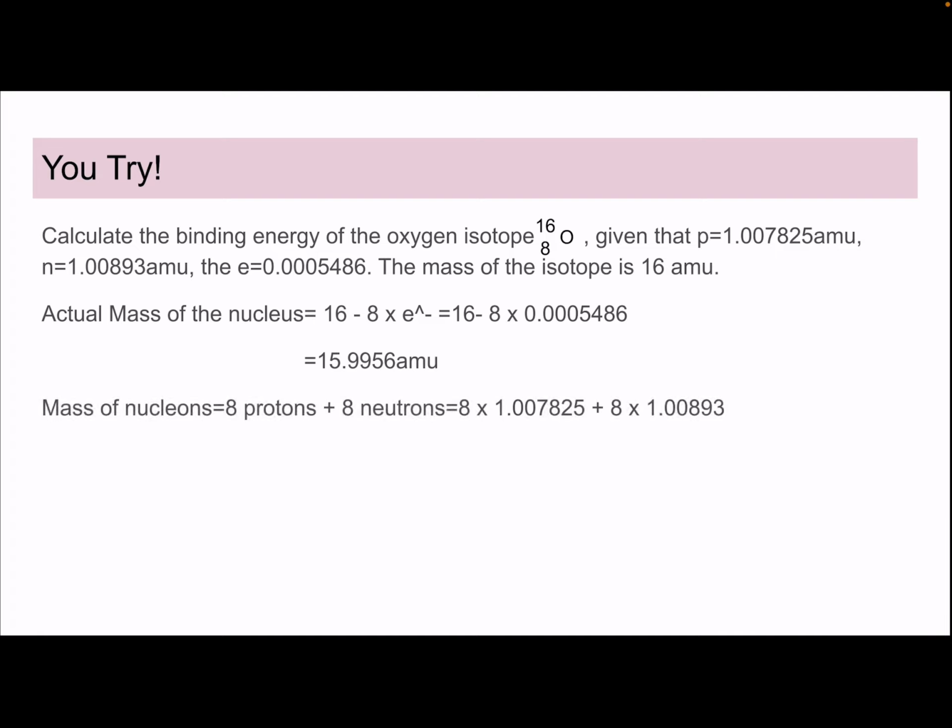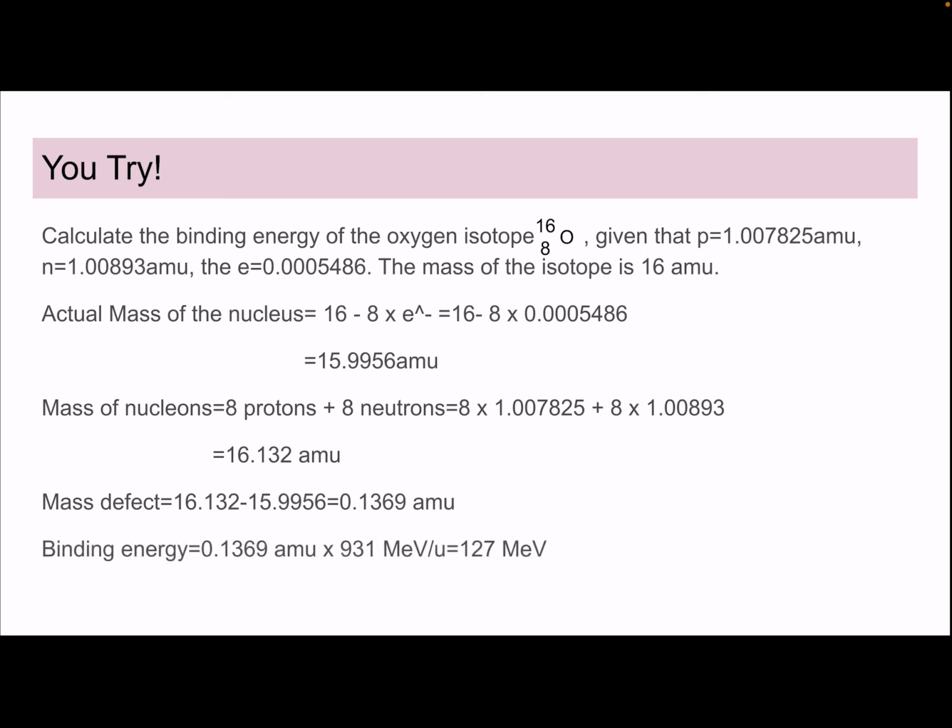And the mass of the nucleons, which is the combination of 8 protons and 8 neutrons, is 16.132 atomic mass units. The mass defect is the difference between the actual mass and the mass of the nucleons, which is slightly, 0.1369 atomic mass units.